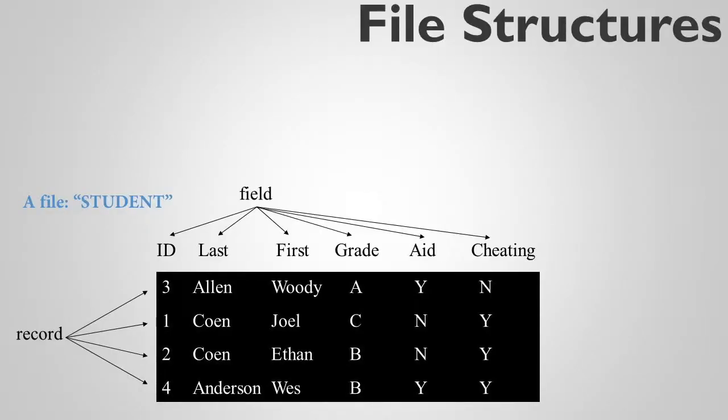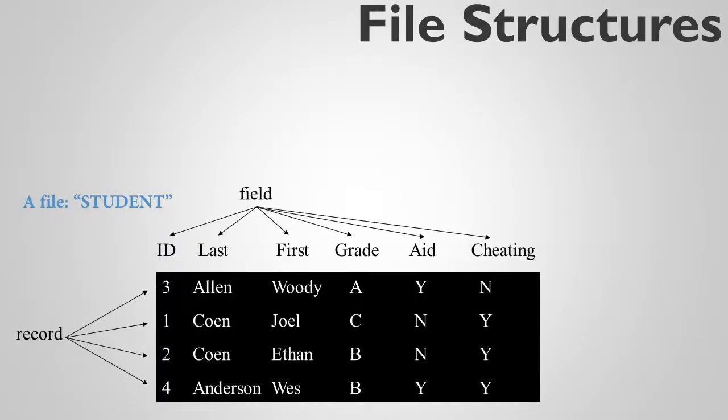I'm going to add 2 more fields there just to make things a little interesting. So each one of these students now has a grade that's recorded, and they have whether or not they are receiving financial aid, and whether or not they've been caught cheating. Apparently they've all been pretty bad students, except for Woody Allen.